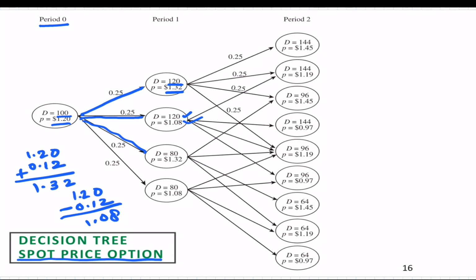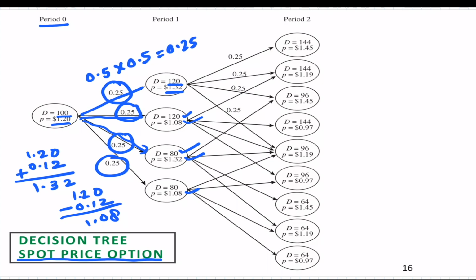Similarly, in this branch, we have D equals 80 because we are assuming that the demand goes down by 20%. So 100 minus 20 is 80. And this one is where price is up by 10%, and this one is where price is down by 10%. So this way we have 4 options. Please note that the probability that demand increases by 20% is 0.5 and price increases by 10%, that probability is also 0.5. So these together give us 0.25. So this is the number you see here.